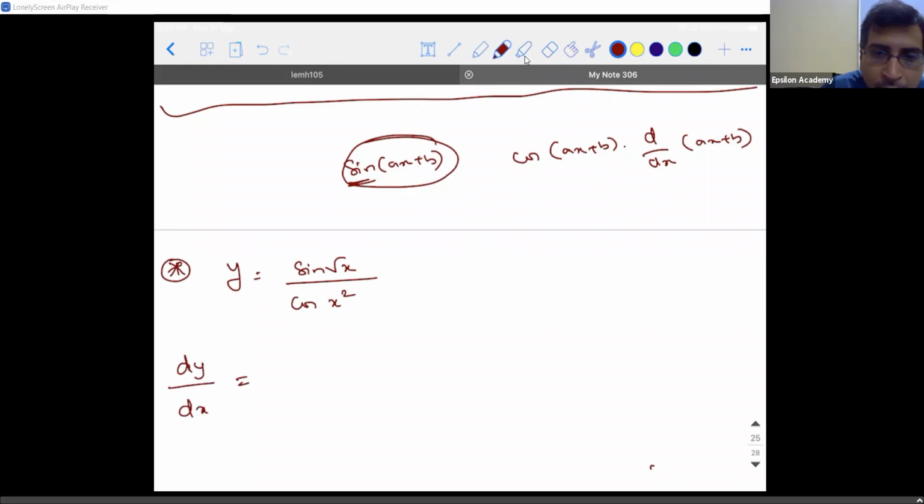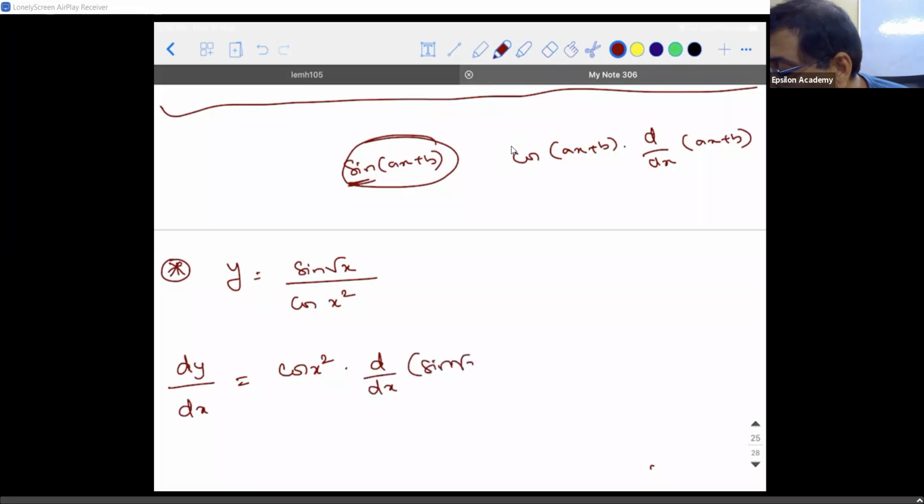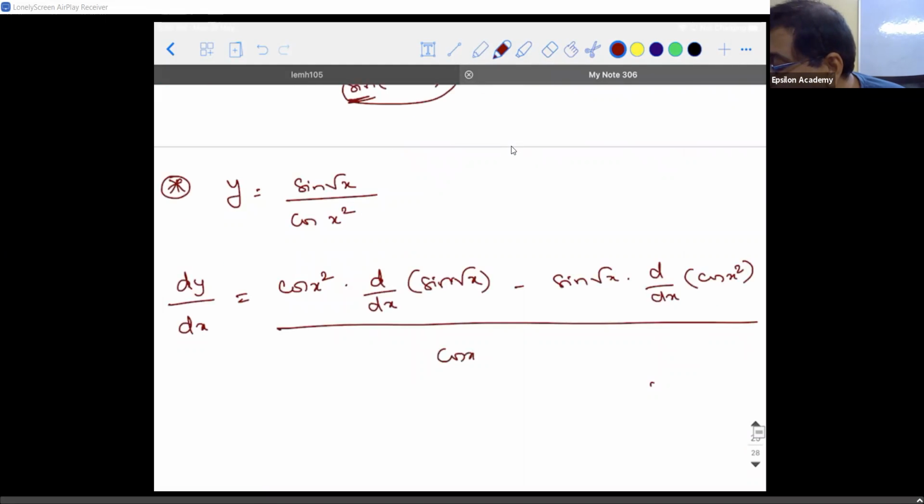I'm not concerned about whether it is right or wrong. Cos x square into cos root x into d by dx of sin root x. Correct? Let me write an extra just to understand. Minus sin root x into the derivative of cos x square, divided by cos x square the whole square. Correct? So where do you people find the issue?